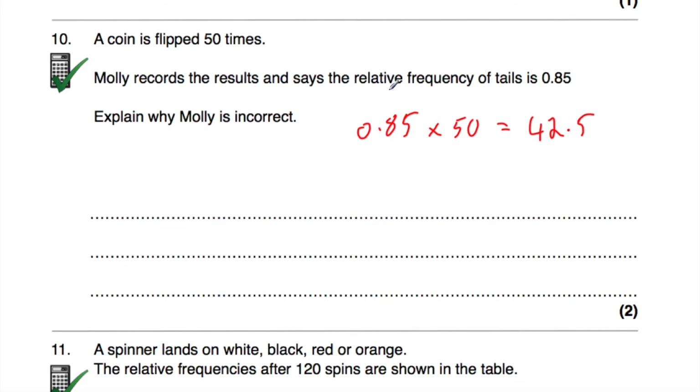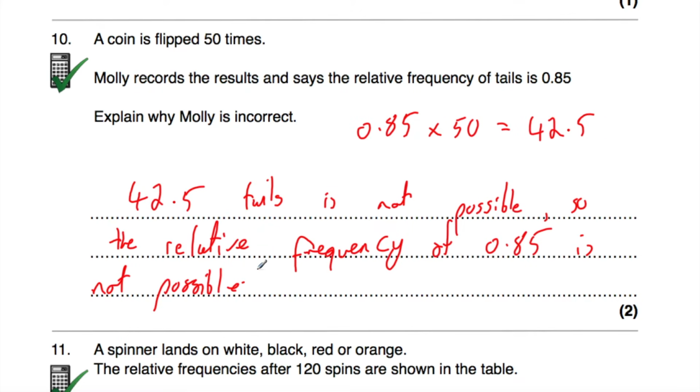Now, the coin can't land on tails 42.5 times. That doesn't make sense. So the relative frequency can't be exactly 0.85. Perhaps it's something slightly different. So the question says, explain why Molly's incorrect. Well, the coin can't land on tails 42.5 times. So let's explain that. I've just explained that 42.5 tails is not possible. So the relative frequency of 0.85 is not possible if she flips the coin 50 times.